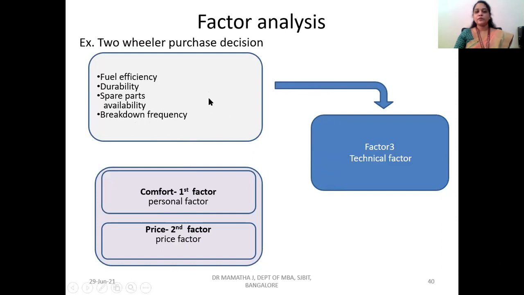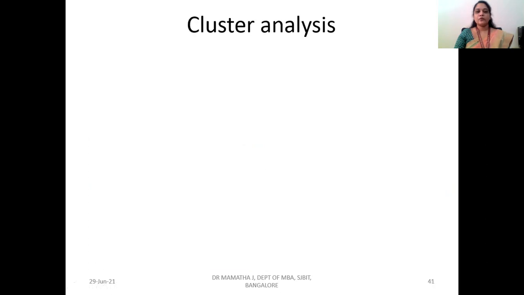So you can group the factors which have common characteristics into one group and make them one factor called the technical factor, right? If at all you feel the look of the two-wheeler or the price of the two-wheeler goes to some other group, you can group them under some other factor and say factor 2 or factor 1.